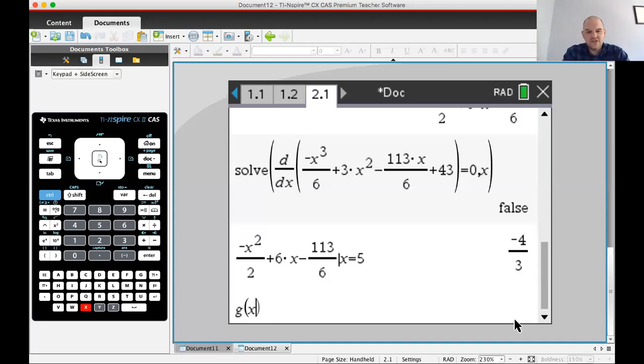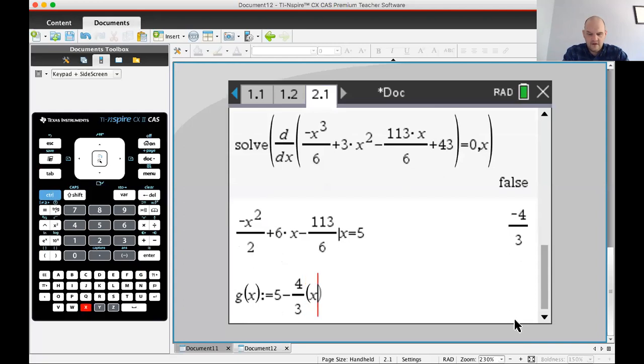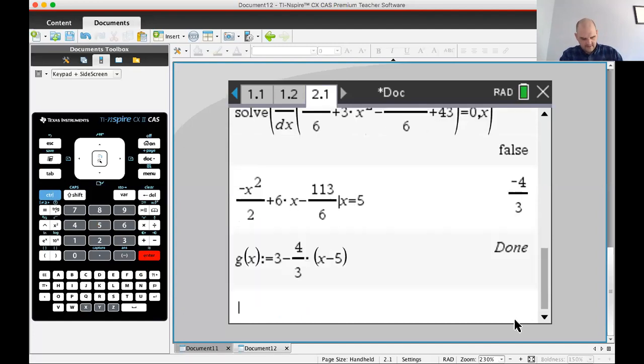So I'm going to call it g of x, let's say. So g of x is going to be 3 minus 4/3 times x minus 5. Is that right? Yes. Okay. 3 minus 4 thirds, quantity x minus 5.